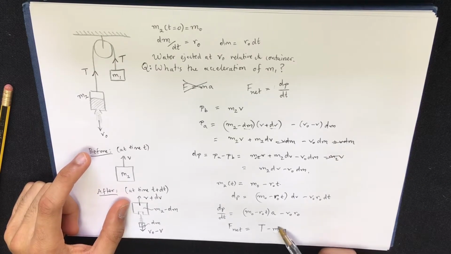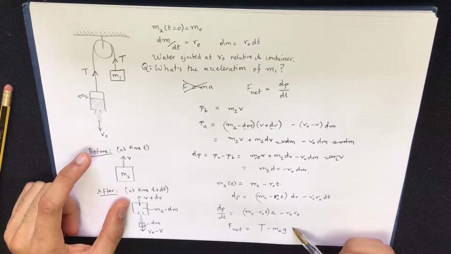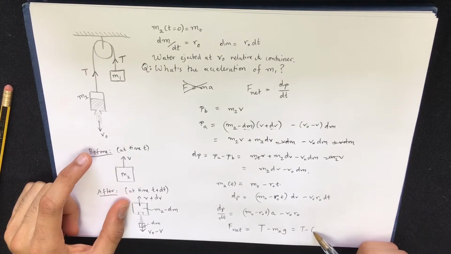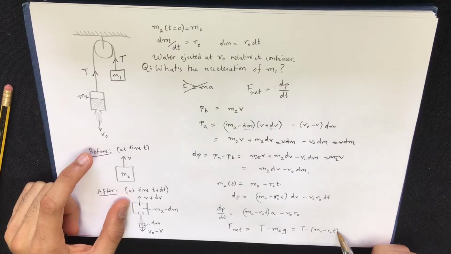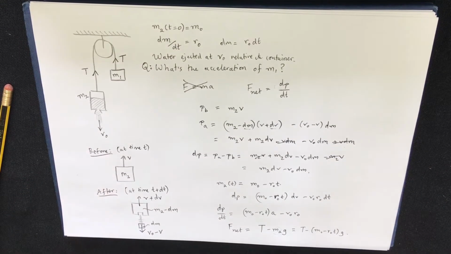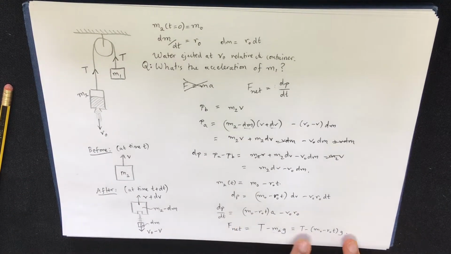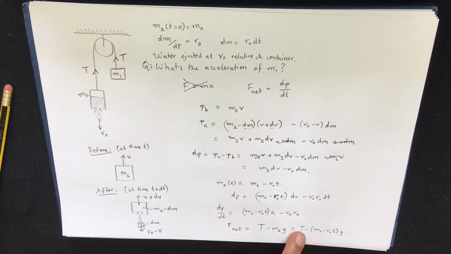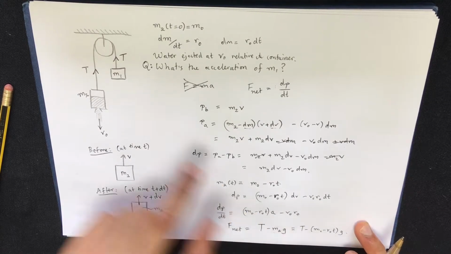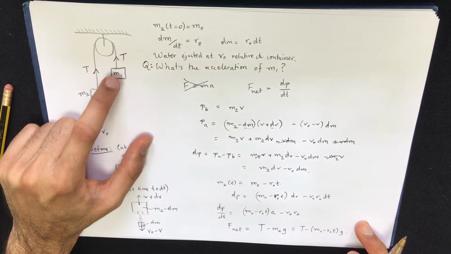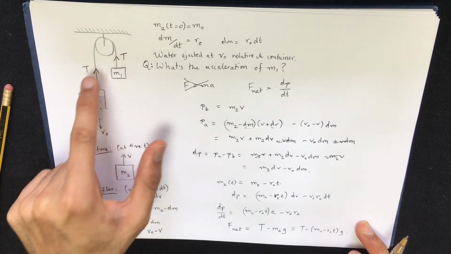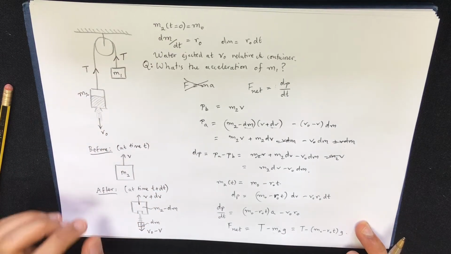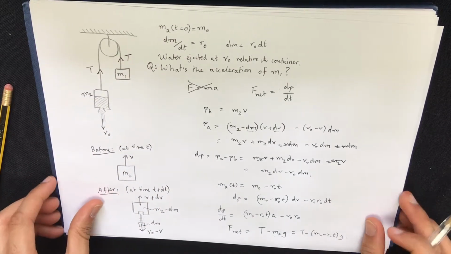And we know what M2 is as a function of time. So basically we can get T minus, this is going to be (M0 minus R0 T) times G. So now if we equate these two things, we can basically get what the tension is and use that tension to figure out what the acceleration has to be on the first mass. Because as we've discussed earlier, the tensions on both of the masses is going to be the same. So I'm going to do that on another piece of paper so this one doesn't get too crowded.